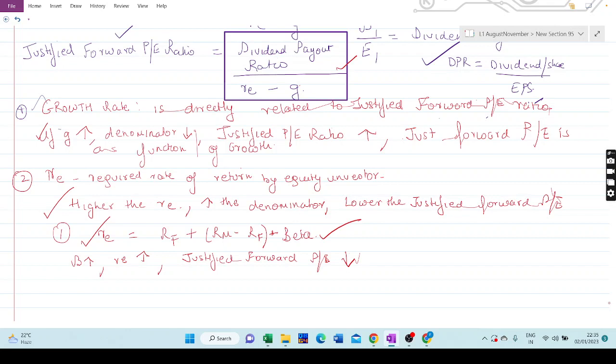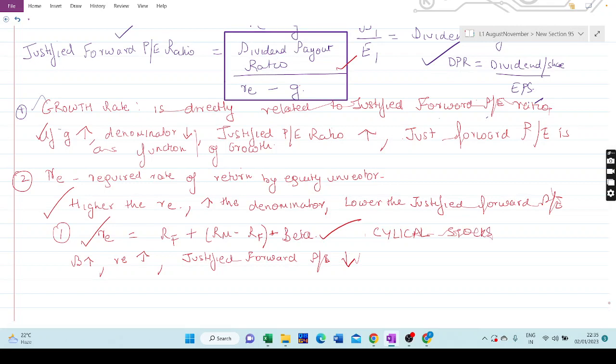Beta is high for what kind of stocks? Volatile. Growth stock. Yes, which sectors? EV. Real estate. Capital intensive. No, cannot say exactly capital intensive. See, usually your cyclical stocks have high beta. Please note down, cyclical stocks have high beta.